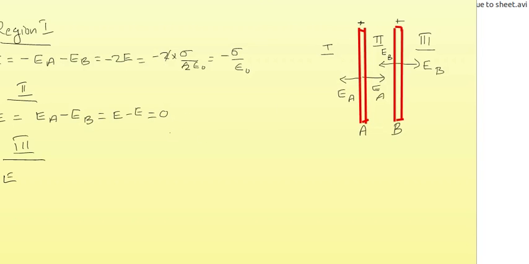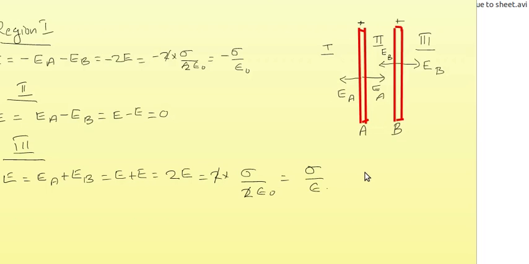Then in region 3, this is region 3. So the total field is due to A. Due to A, it is going right, so it is plus EA. Due to B, again it is going right, so plus EB. So EA plus EB is equal to E plus E, which is 2E. And again it is 2 into sigma by 2 epsilon 0, the 2 and 2 will cancel. So it is sigma by epsilon 0.